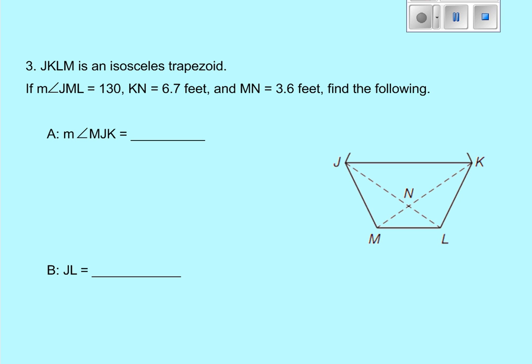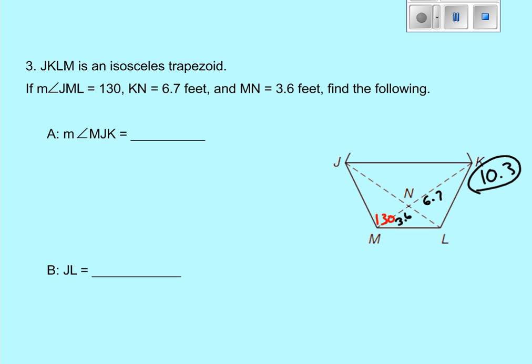So they tell you right now, JKLM is an isosceles trapezoid. JML is 130, so this whole big angle here is 130. KN is 6.7 feet. MN is 3.6 feet. So putting together the whole diagonal would not be a bad idea right now. So I get 10.3 for that whole diagonal.